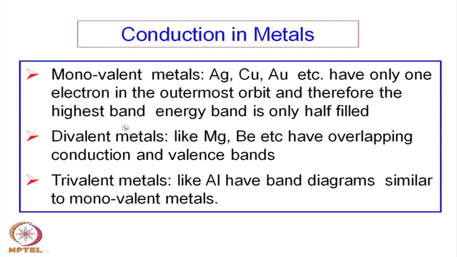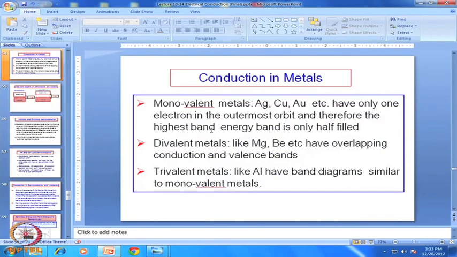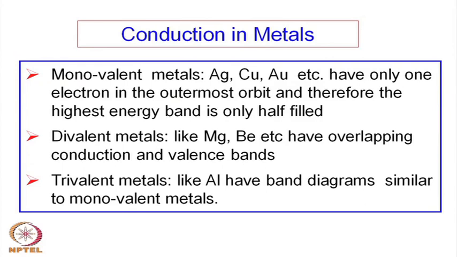Well, there are a few points here which have more or less been discussed. Monovalent metals like silver, copper, gold, etcetera, have only one electron in the outermost orbit, and therefore the highest energy band is only half filled. In case of divalent metals like magnesium, beryllium, etcetera, they have overlapping conduction and valence bands. So, in one case half filled, in another case overlapping bands.